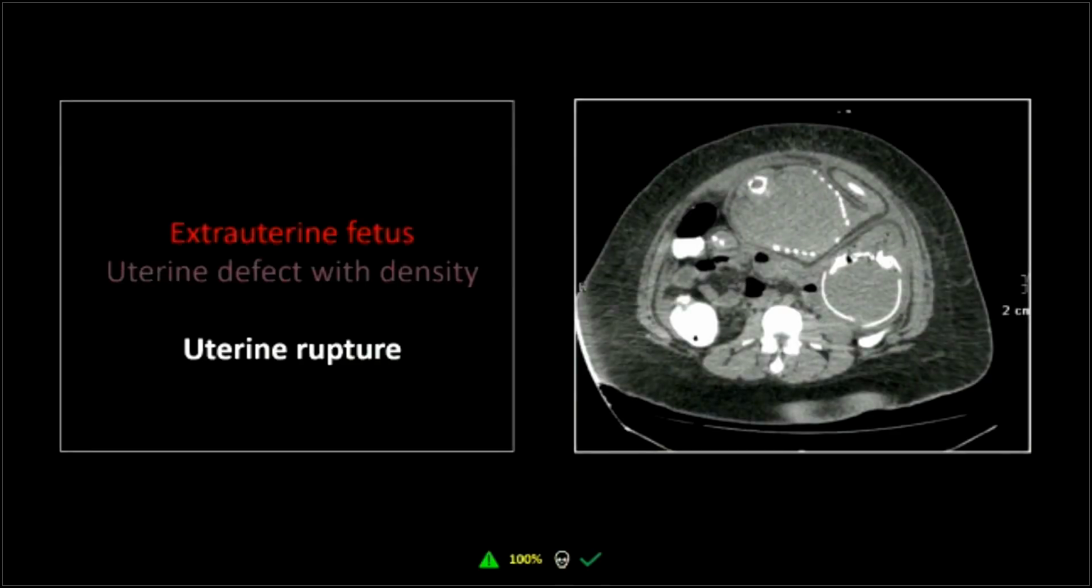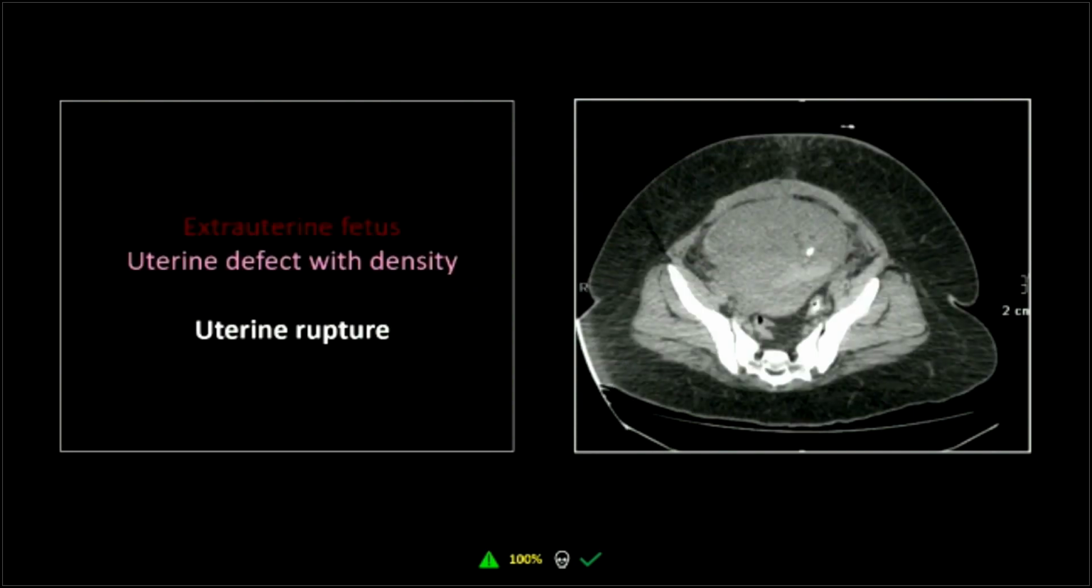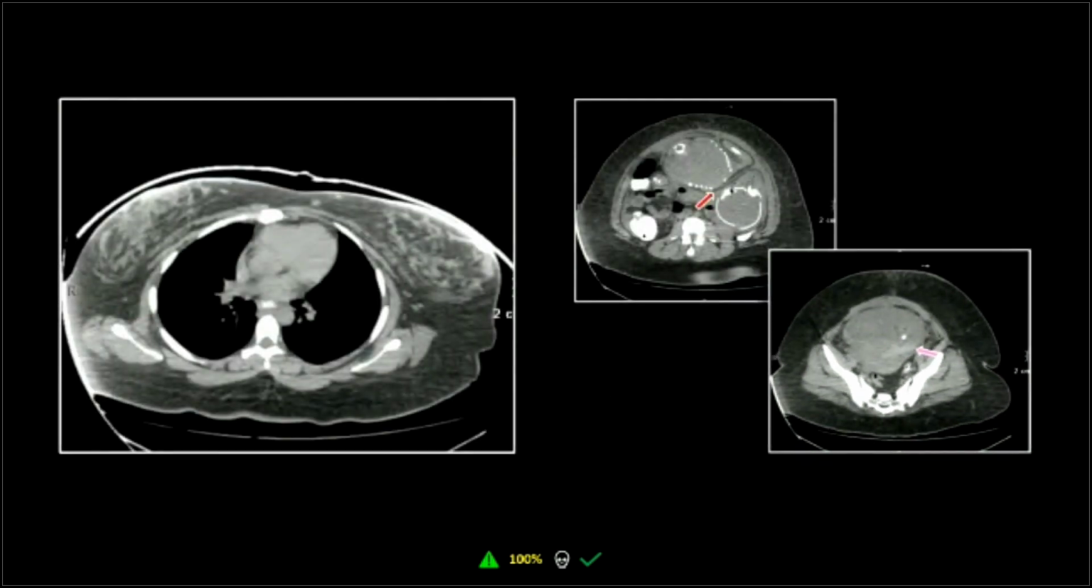All right, and this is kind of a disturbing case. This is a uterine rupture in a pregnant woman due to an MVA. And so you can see the fetus here is intraperitoneal, basically. And here is the uterus, and it's there in the lower uterine segment. You can actually see a clot spanning the defect in the uterine wall.